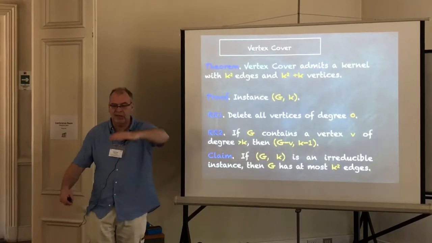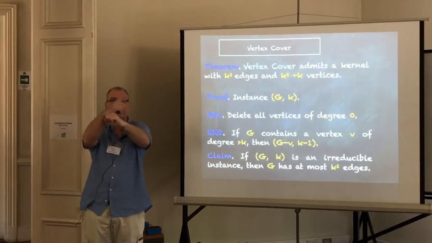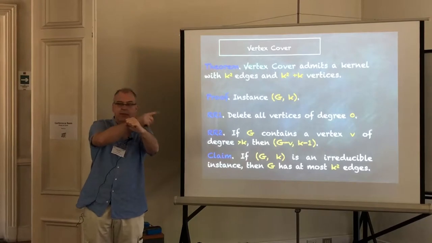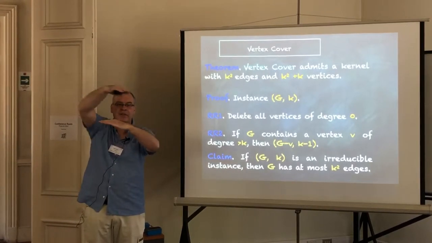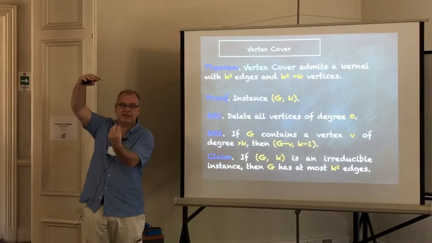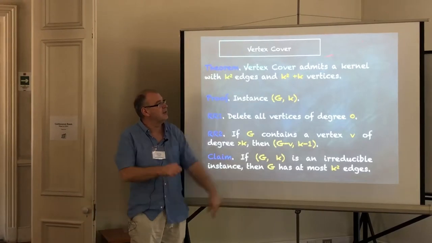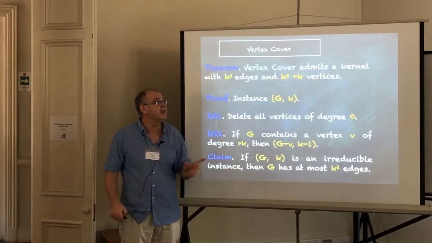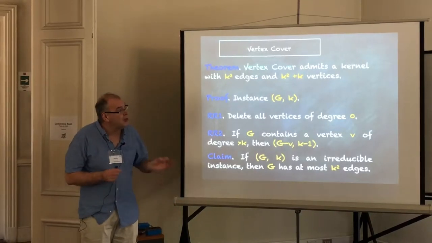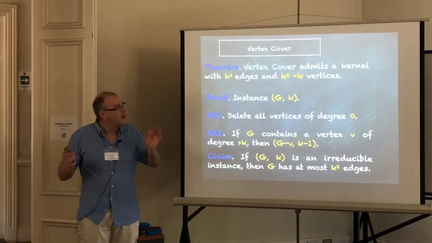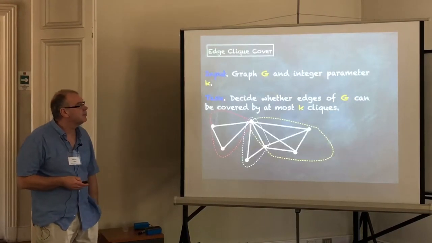So what's happening here? I have a vertex cover of size k, and every vertex in this vertex cover has at most k neighbors outside. So I have at most k squared neighbors outside, this is an independent set, plus k, the size of the vertex cover. And this bound is not tight. I will explain in the next lecture how to apply more interesting integer linear program based techniques to obtain a better kernel. So this is just not precise.